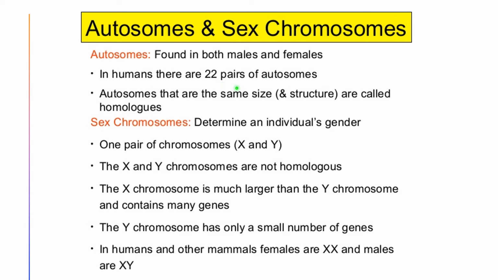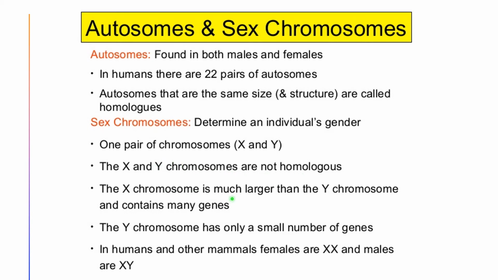Out of 23 pairs, 22 pairs are autosomes. And the last one pair is the sex chromosome. X and Y is one pair of sex chromosomes. Autosomes are of the same size and structure, and that's the reason why they are homologous. But when talking about the sex chromosome, one pair is X and Y. The X and Y chromosomes are not homologous.